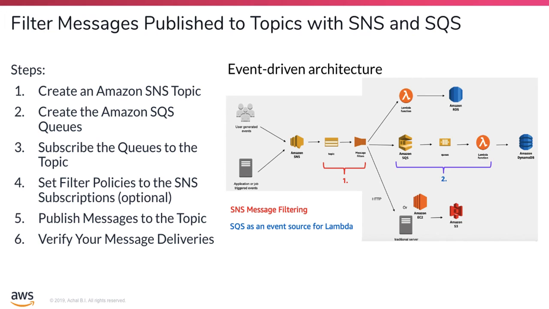So this is just a step involved in filtering messages published to topics with SNS and SQS. SNS pushes the message to the topic. You could filter the message, and based on the filter, the consumer can consume. And there is also a pipeline where SQS reads those messages and publishes them to Lambda, and it could perform a DynamoDB transaction.